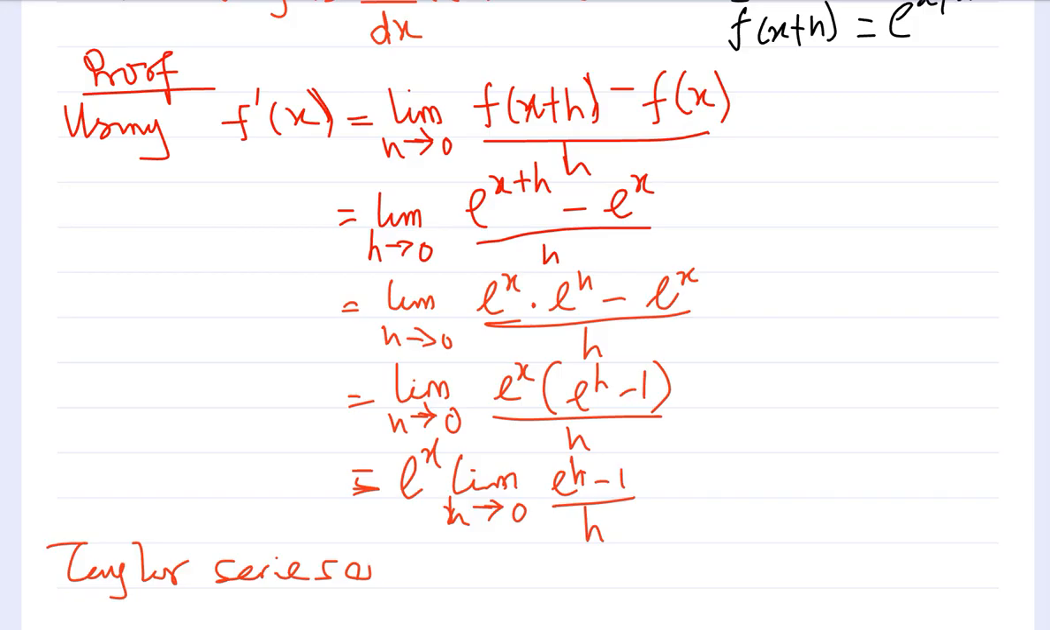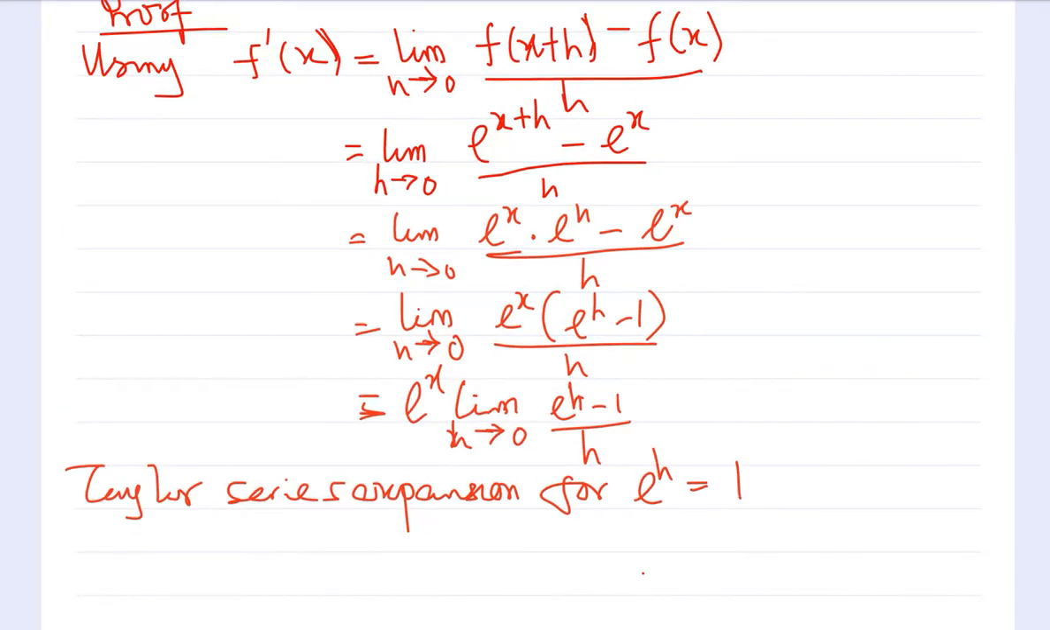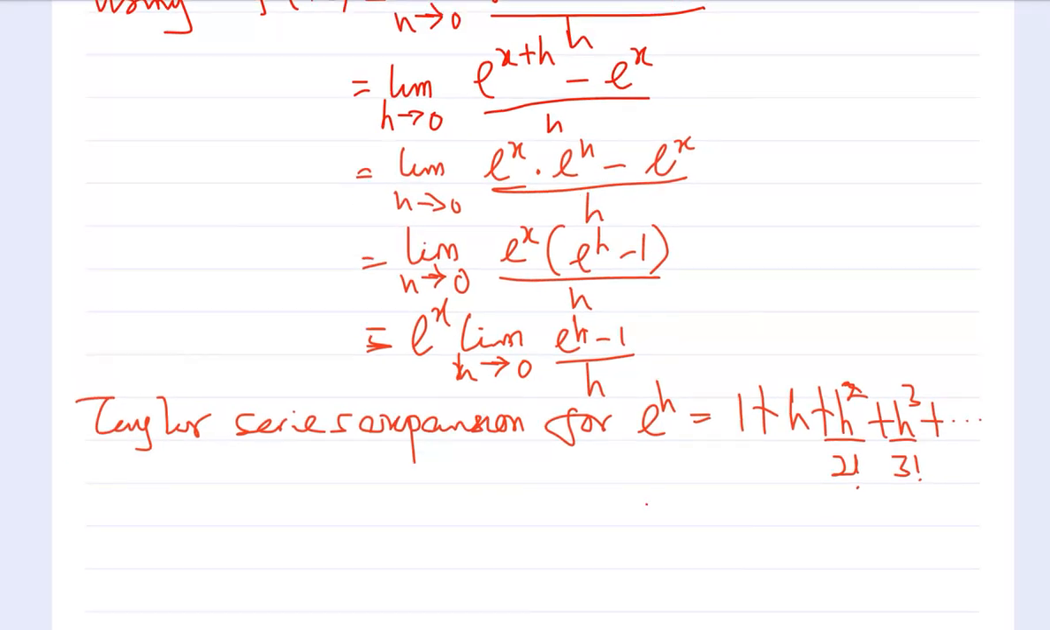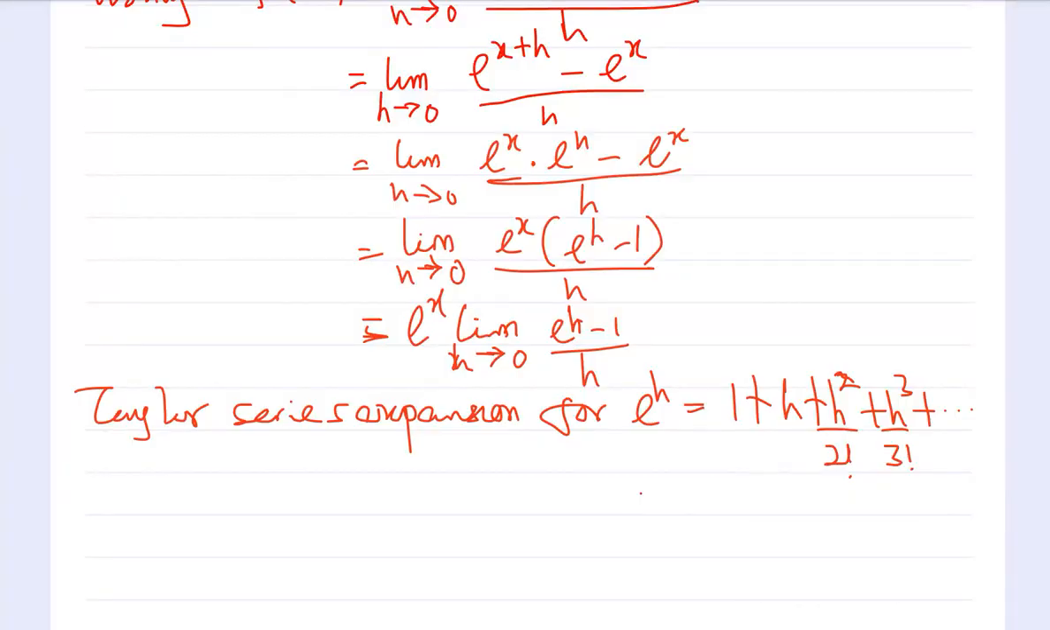The Taylor series expansion of exponential h is going to give you 1 plus h plus h squared over 2 factorial, plus h cubed over 3 factorial, plus so on, okay? That is the rule. So we are going to substitute that into this, and then that would give us f prime of x, don't forget, will now be equal to what?